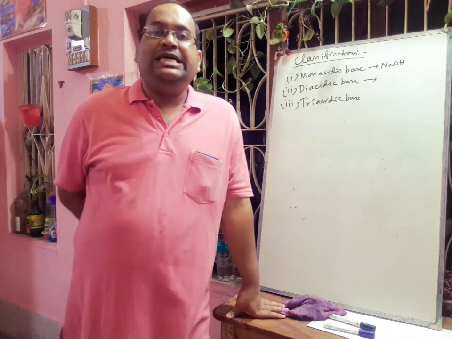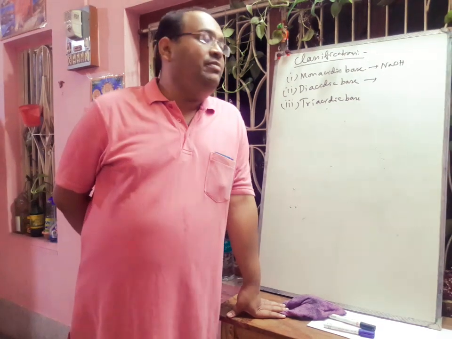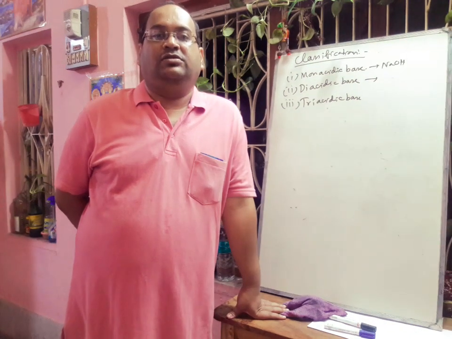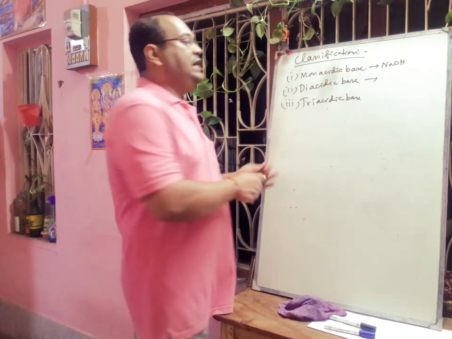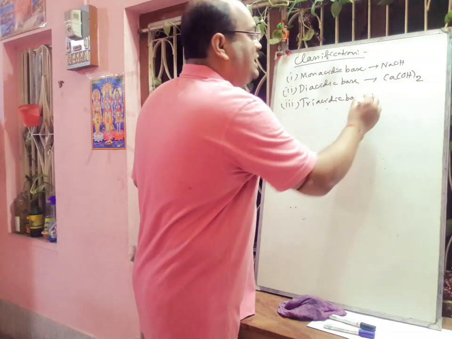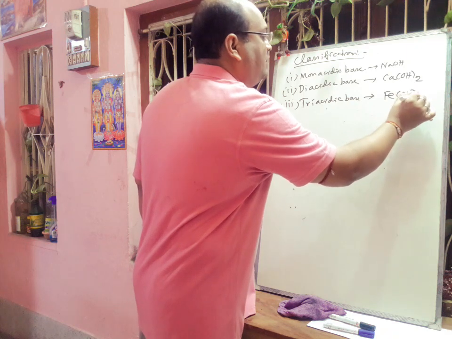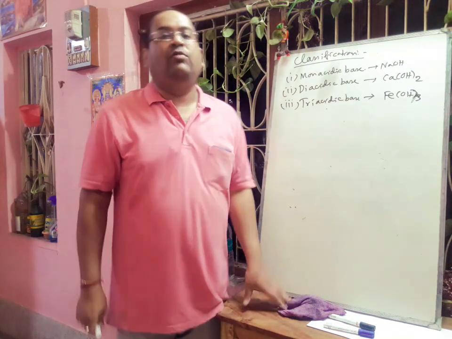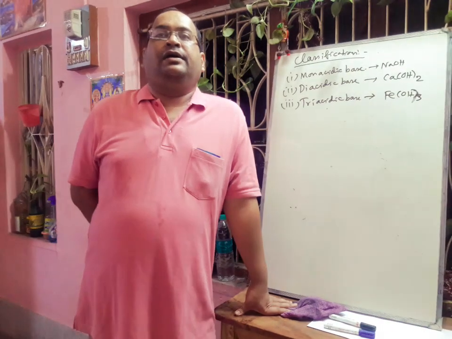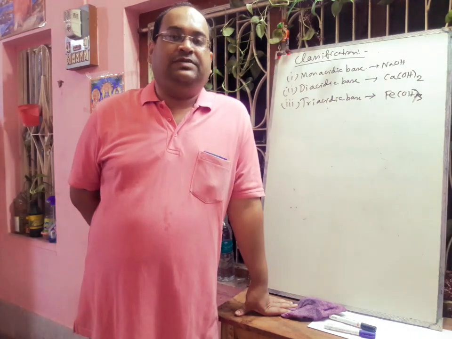Now in case of diacidic base, the acidity will be 2, and when this type of base is dissolved in aqueous solution or water, it will produce 2 hydroxyl ions per molecule. We can think about calcium hydroxide, magnesium hydroxide, they are called diacidic base. Next, triacidic base, ferric hydroxide. When this type of base is dissolved in water, that will produce 3 hydroxyl ions per molecule. So in this way we can classify the base depending upon the acidity of this base.